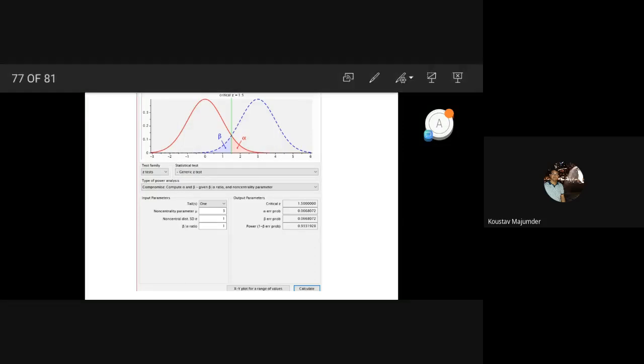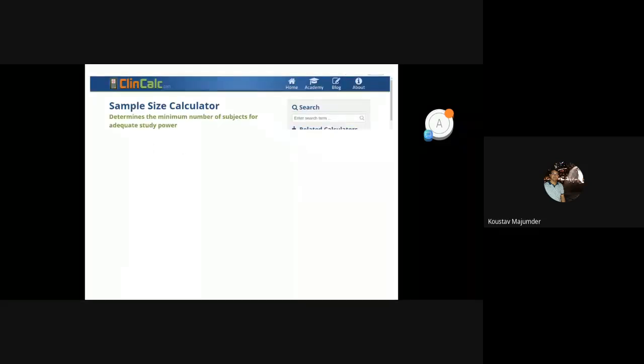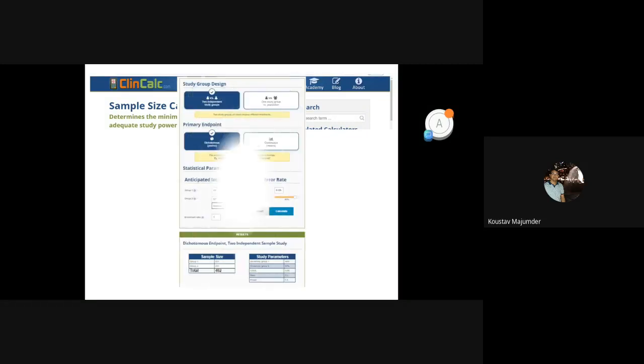So G*Power looks like this, where you give what type of test you want to do, what is the critical alpha value, what is the beta value, what is the power, and then you give the proportion and the alpha-beta ratio, and it calculates the sample size. But a much simpler version is a clinical calculator, which is widely available on the web. Here, it has a very user-friendly interface. You can design a study, and you can find out whether you are taking one sample or two samples, and whether the variable is continuous or dichotomous.